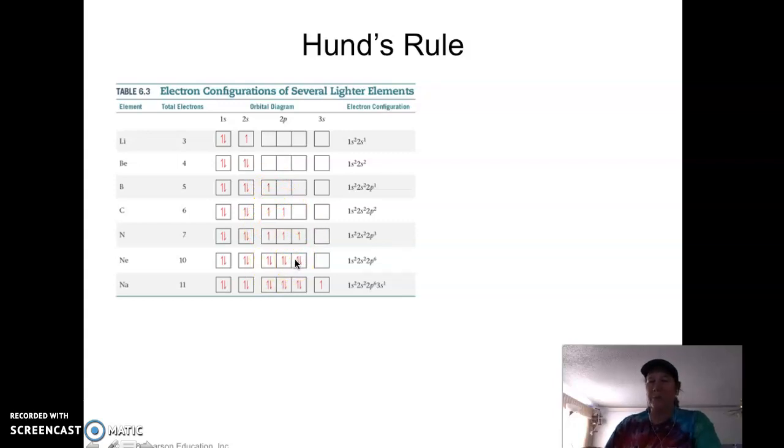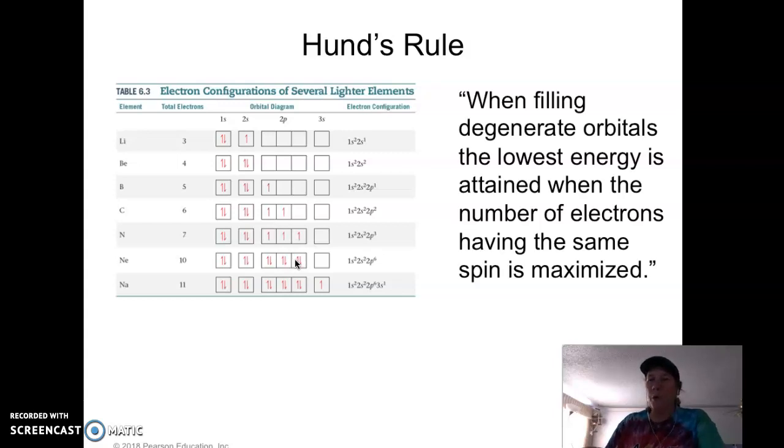I call it the apartment rule. If you think about it, if there's 3 of you guys and you get a 3-bedroom apartment, everybody gets their own room. Why are you going to double up and leave a room empty if you don't have to? Okay, so Hund's rule officially says when filling orbitals, the lowest energy is obtained when the number of electrons having the same spin is maximized. Or, like I said, they go in one at a time and they don't double up till they have to. All right, and again, I'll show you that when I start doing the configurations. But those are the rules we have to remember: Aufbau, Hund's, and Pauli exclusion.